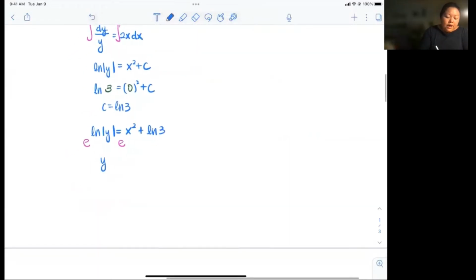Okay. And then you have e to the x squared plus natural log of 3. When you have addition in your exponents, remind yourself you can split it. So e to the x squared times e to the natural log of 3.